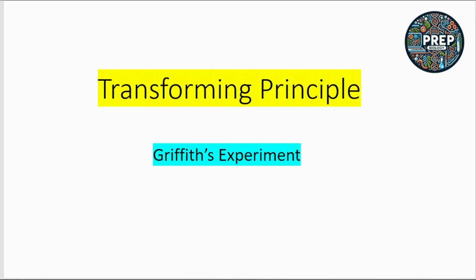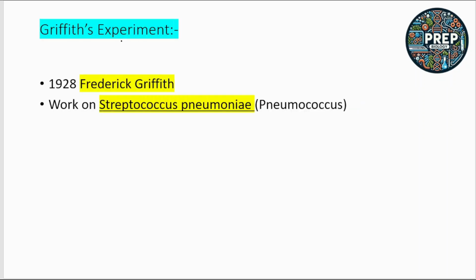So today in this lecture we are going to discuss the transforming principle which was given by Griffith. Under this we are going to discuss Griffith's experiment. In 1928, Frederick Griffith was the scientist who worked on the Streptococcus pneumoniae bacteria. It is a bacteria which is responsible for the pneumonia disease. He had chosen this bacteria for his experiment.